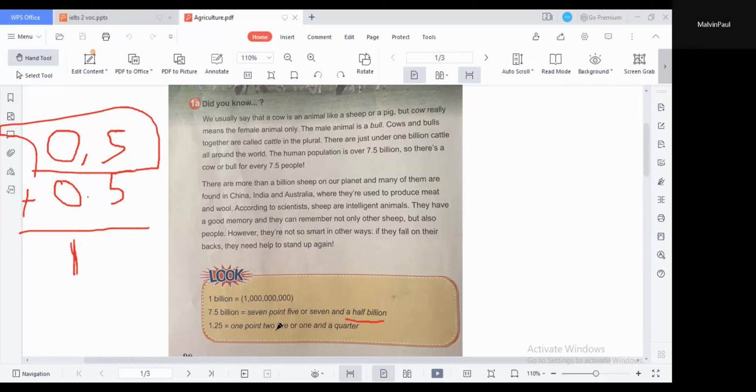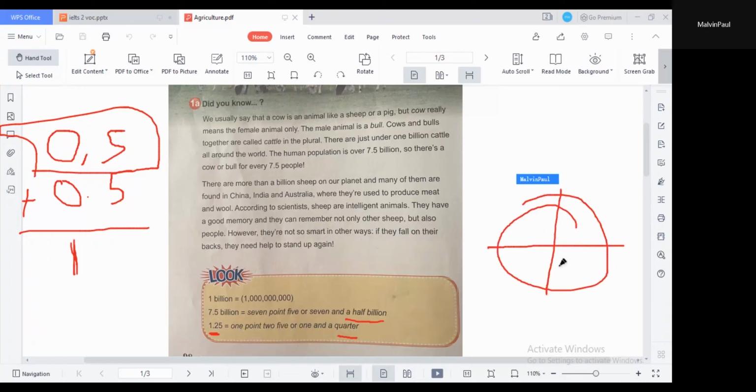7.5. And then look at the next one here, the last one. What are we saying? 1.25, or 1 and a quarter. Very good. So we have half. Then if we cut another half, what do we have? This part is the quarter.